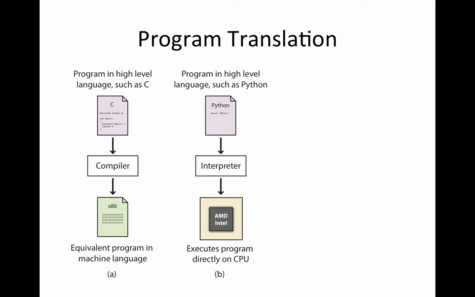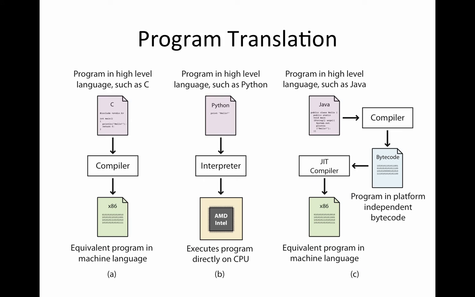Now Java tries to combine the best of both worlds, and it does the following. The high-level program that we have written in the Java programming language is going to be compiled. However, the output, the result, will not be the machine language program. It will be a low-level program, but it will be platform independent. And we call the output bytecode.